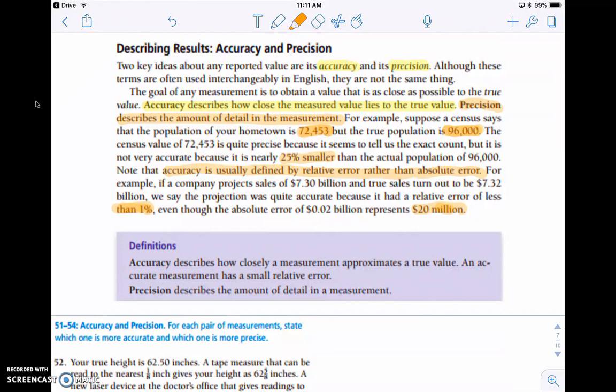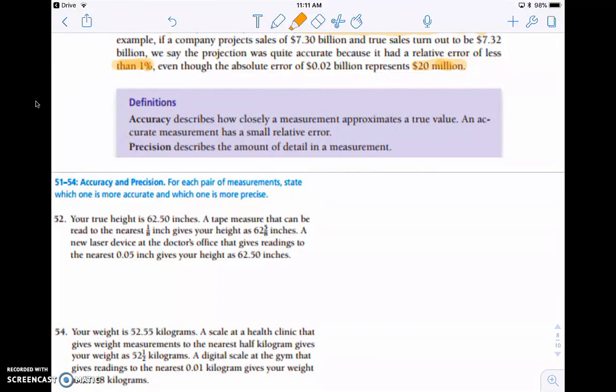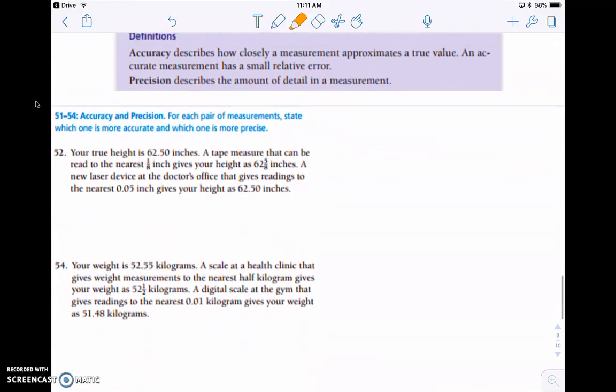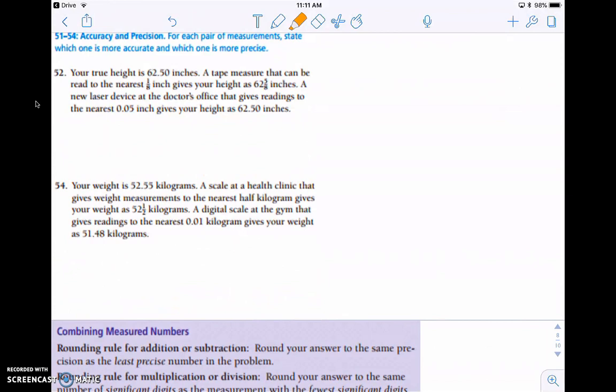And so if we use the relative error, that will help us compare things much more easily than if we use the absolute error when we're looking at accuracy. Because $20 million in one context could be huge, but in this context of billions of dollars, it's actually not that big. It's just a fraction of a percent. Okay, so those are the definitions of accuracy and precision. In the next video, we're going to take a look at a couple of examples and then end off with how we find significant digits when we're combining measurements and adding and multiplying.